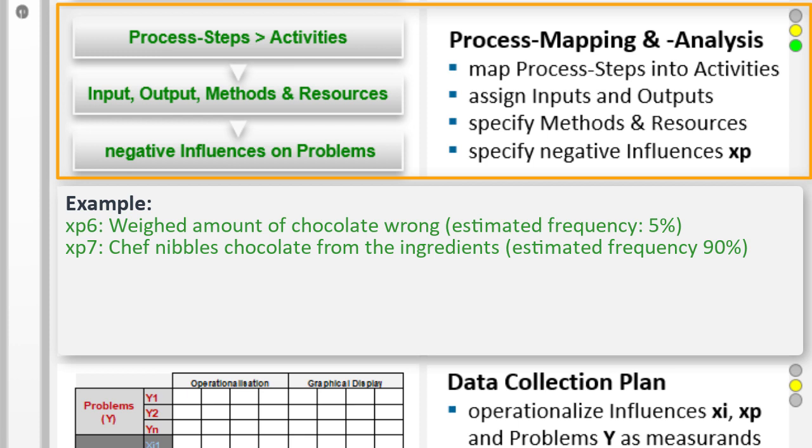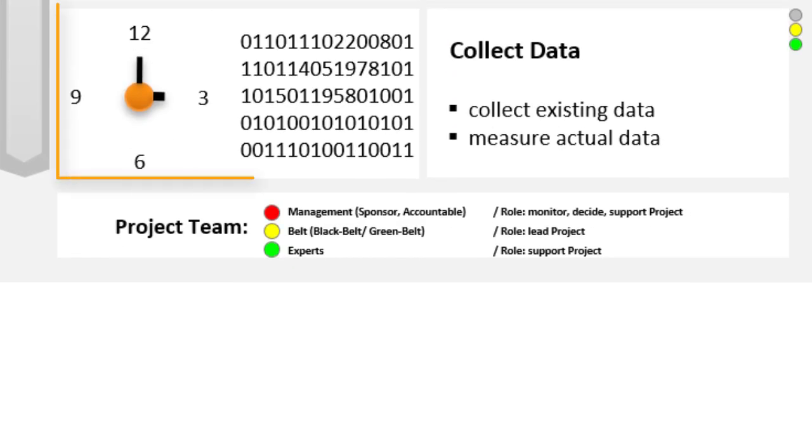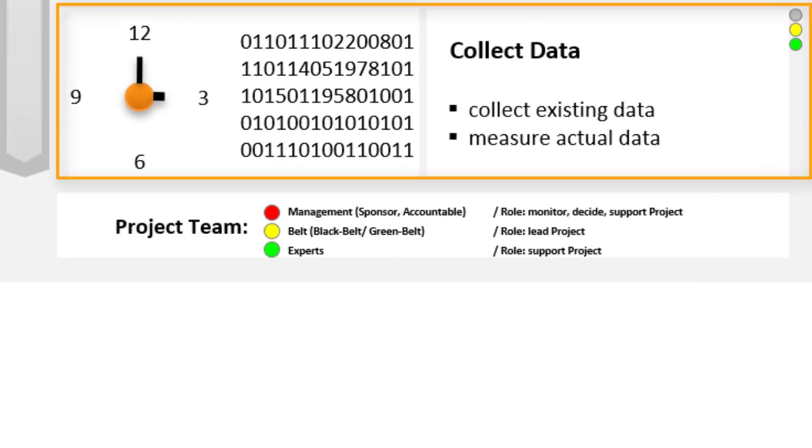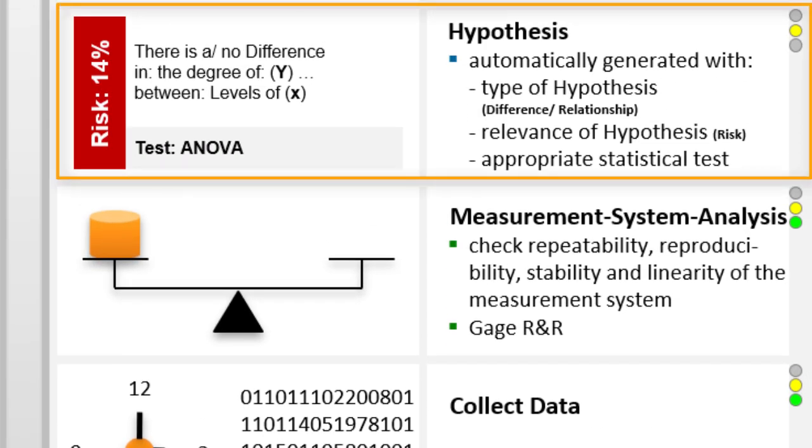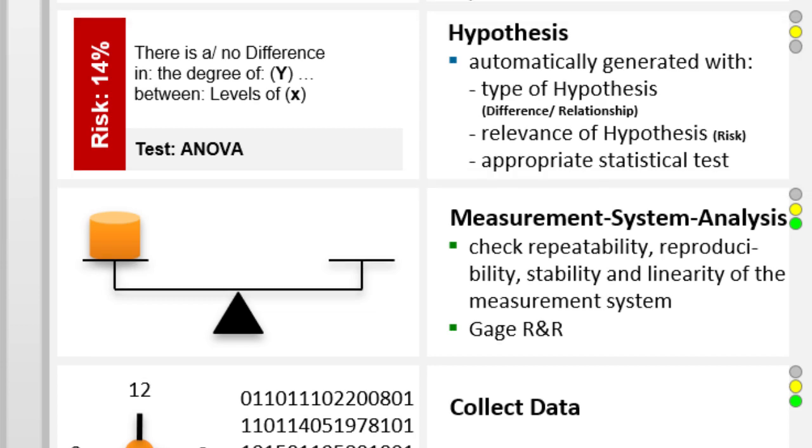Please be very specific here, because the results of the input and process mapping analysis are the rational base for the statistical tests, later in the analysis phase. But before we can analyze data, we need to collect data. And before we collect data, we should formulate hypotheses for the problems and their related influences.